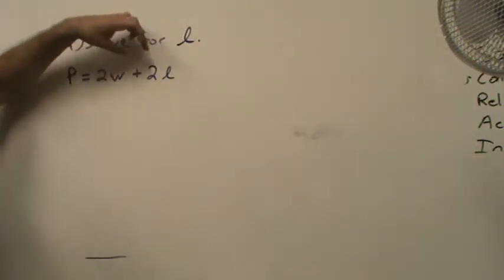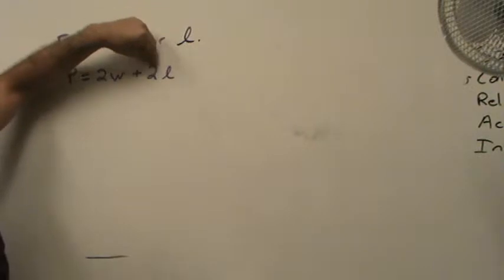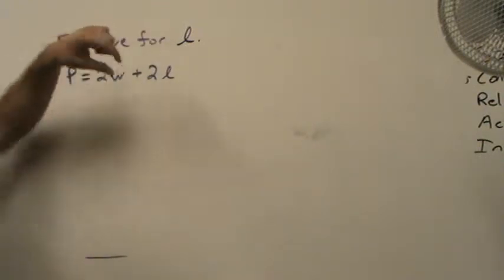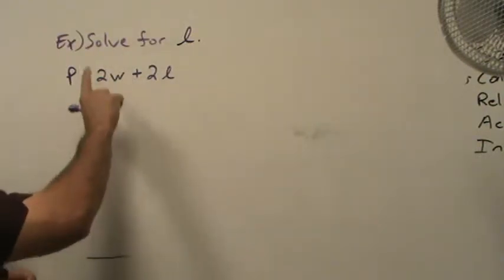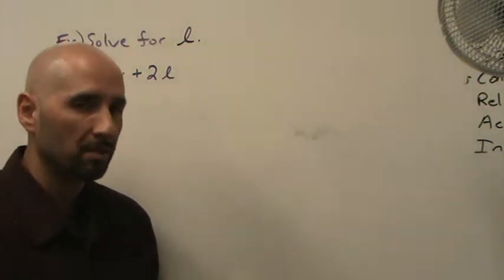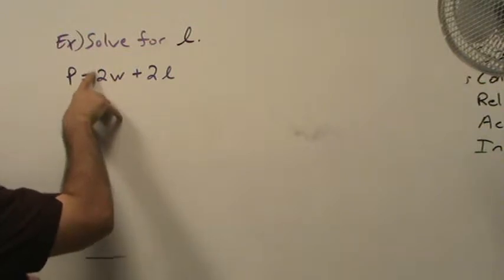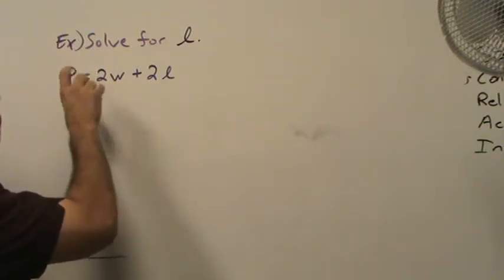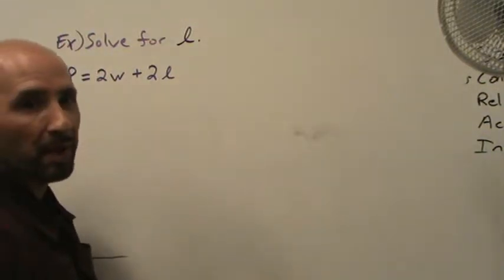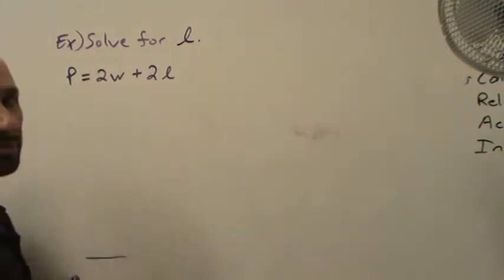Reverse operation in reverse order. So right now L is being multiplied by 2, and then we're adding that on to 2w. So what we need to do is get rid of this 2w. So we want to subtract off 2w, noting that there's a plus or a positive sign out here, and that 2w right now is positive. So we're going to subtract 2w from both sides.